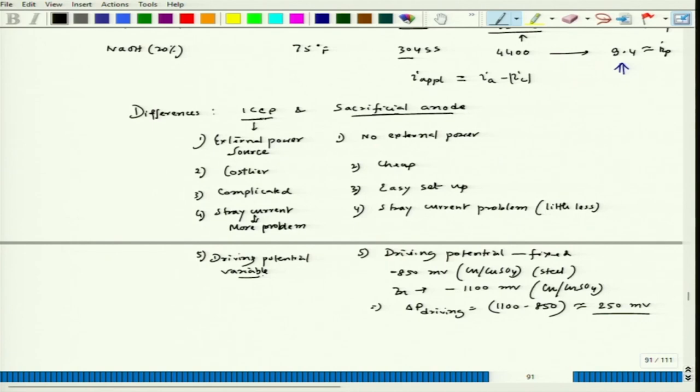Okay. So now finally, it comes to some of the calculations, like current requirement or current output when we use magnesium or when we use zinc, as well as we can calculate the number of anodes that will be required, and then we can also calculate the weight of anodes that will be required and how long that could give protection, the number of years. So, those calculations we can do, and that we can take up in our next lecture.